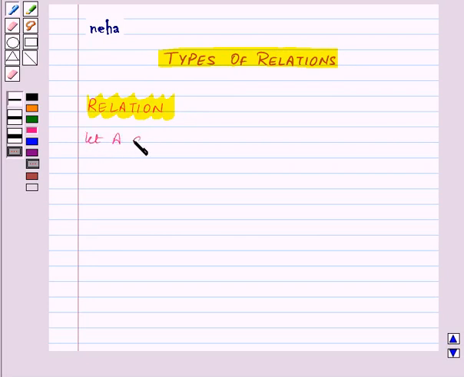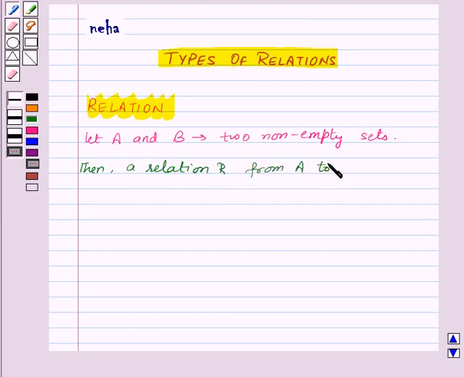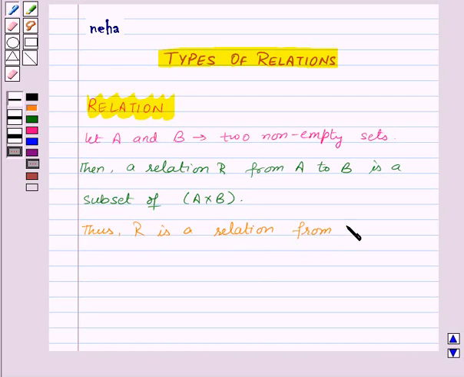Let A and B be two non-empty sets, then a relation R from A to B is a subset of A cross B. Thus, R is a relation from A to B if and only if R is a subset of A cross B.